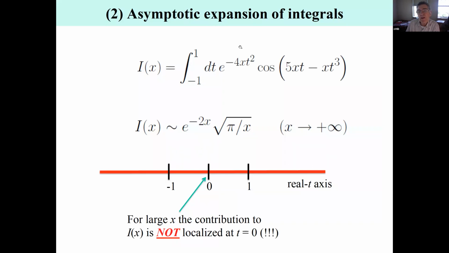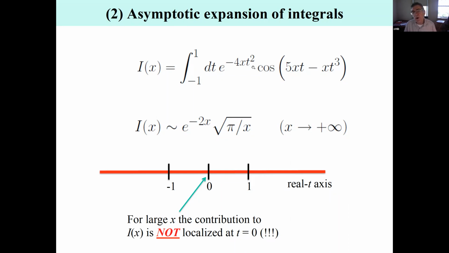So here's something a little more subtle. Consider this real integral over here. This is an integral from -1 to 1, and everything about the integral is real. And we can ask, how does the function I of x behave when x is large, say large and positive? And here's the answer. As x goes to plus infinity, I of x has a simple leading asymptotic behavior, behaves exponentially times an algebraic correction.